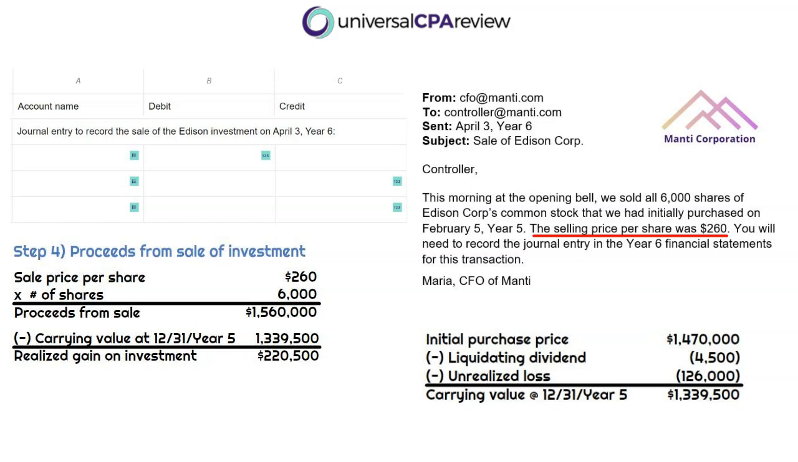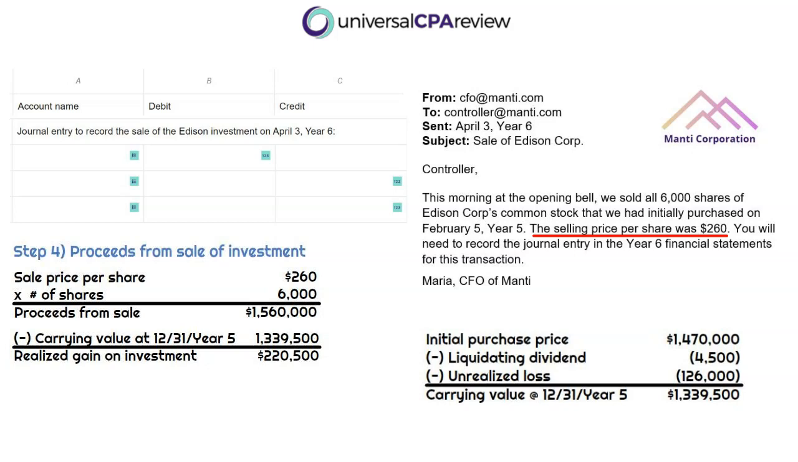So the difference there, that gets plugged to the realized gain on investment of $220,500. So super important to understand that we need to compare it to the latest reporting balance sheet amount and not the initial cost. Otherwise, we're going to double count either the realized gains or losses, right? So we have a realized gain on investment of $220,500.